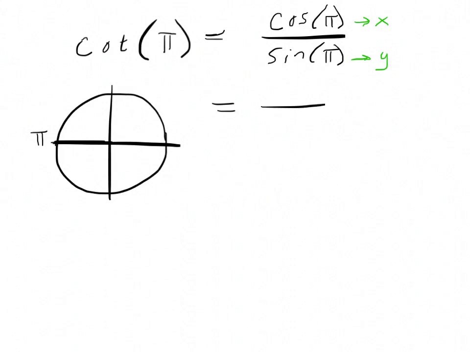So from there, I go back to my picture and I think about, okay, for this value that's over here, what is my x value? The x value from the origin is negative 1. What about the y value? Well, that point is not up off of the x-axis. It's right there, so it has a y-coordinate of 0. Negative 1 over 0 is undefined, so the cotangent of pi is undefined.